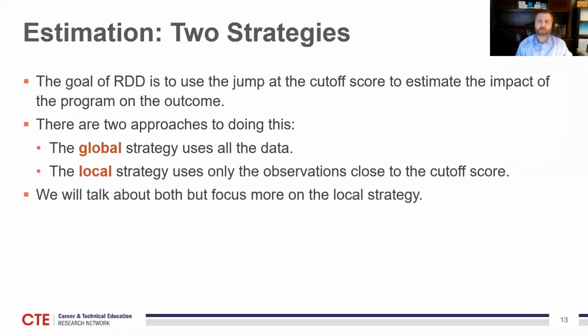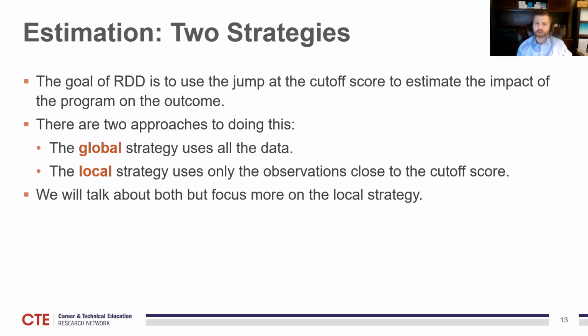Okay, so again, thinking through how you would approach a regression discontinuity analysis, you have some data, you've identified that there's a discontinuity that you can take advantage of. And the next thing you want to do is estimate the effect of the intervention that you care about on the outcome of interest. So again, the goal here is to use that jump at the cutoff score to estimate the impact of the program. There are 2 broad approaches to doing this using regression discontinuity.